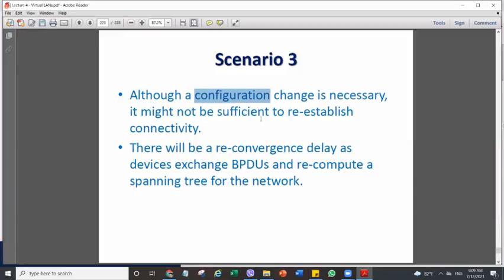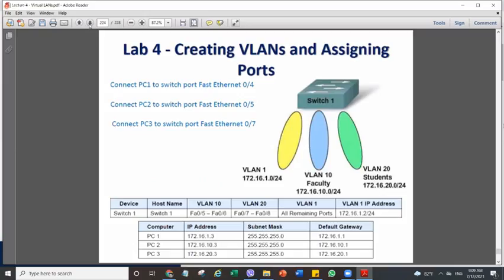Right? So, although a configuration change is necessary, it might not be sufficient to re-establish the connectivity. There will be a reconvergence delay as devices exchange BPDUs and recompute the spanning tree for the network. So it takes some time to stabilize, even though you make the change just now.